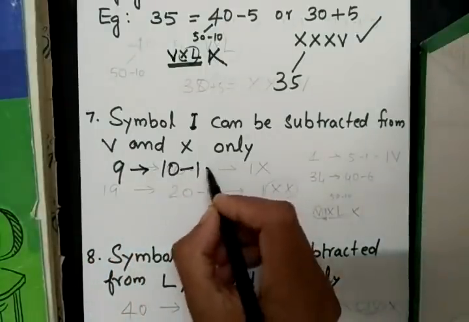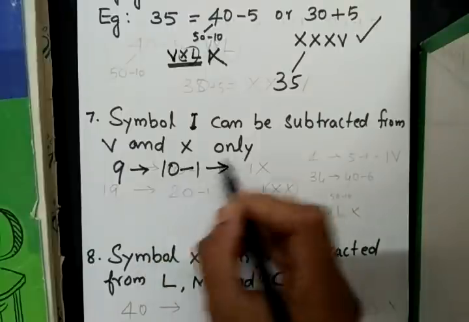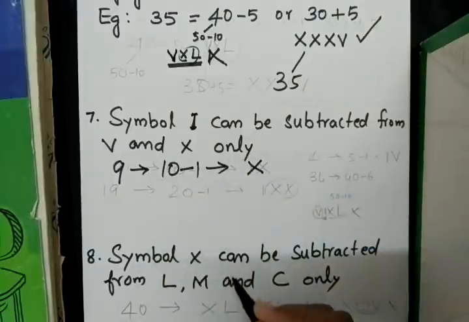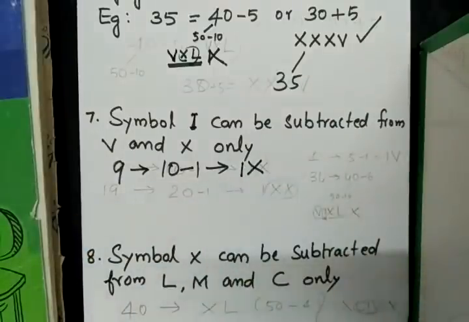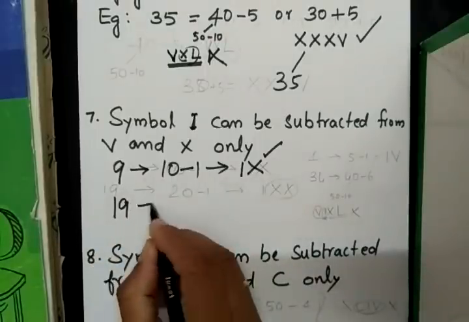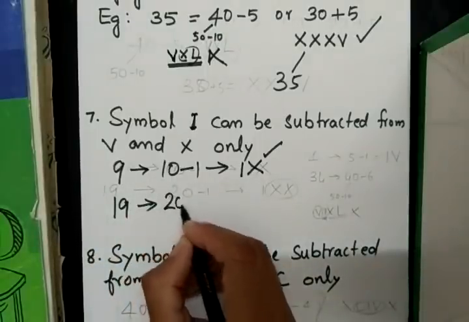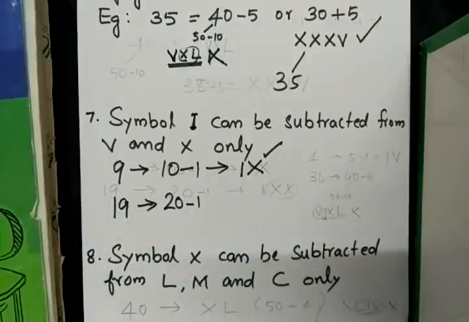10 minus 1. 10 we know how to write. This is 10. Minus 1. Minus comes on the left. Minus 1. So this is 9. Okay. The same way 19. How can we write it? 19 can be 20 minus 1. Correct? 19 is 20 minus 1.